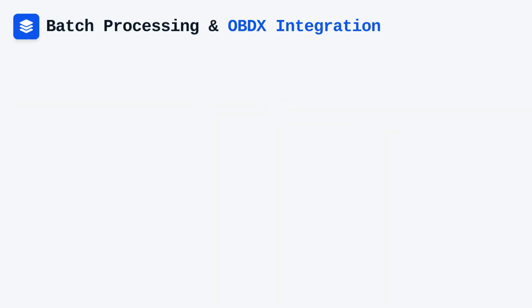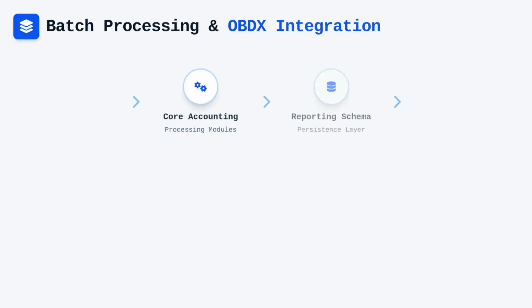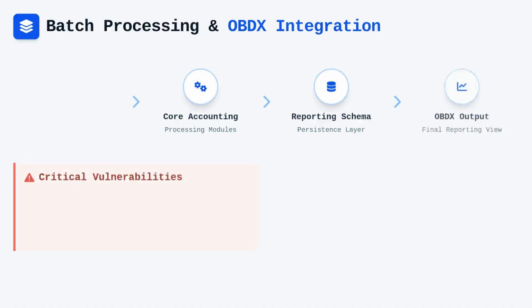Finally, we must address the reality of batch processing and its integration with reporting platforms like OBDX. The flow of data from the core accounting modules into the reporting schema is susceptible to failures if the patch deployment versions are out of sync, or if the database schema structures are fragmented.